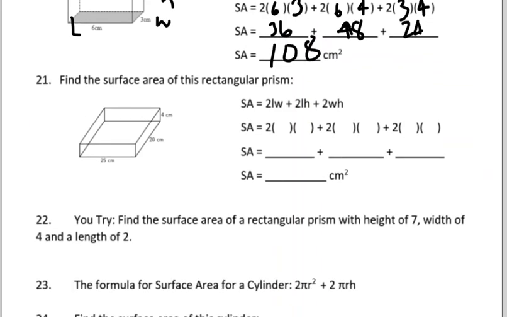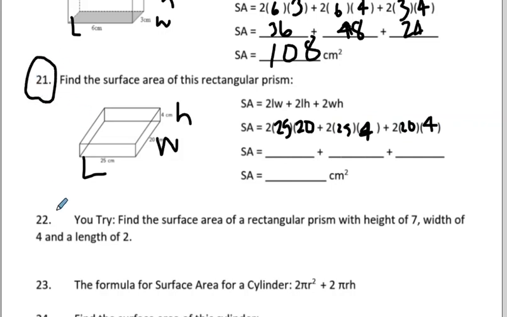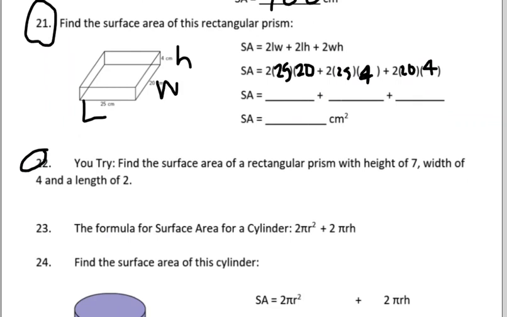Cool. Moving on, find the surface area of this rectangular prism. Again, I've got my length, my width, and my height. I'll start putting them in for you, and then I want you to finish it out. So we've got 2 times length. The length is 25, and the width is 20. Then plus 2 times length, again 25, times height, 4. Plus 2 times the width, which is 20, times the height, which is 4. On your own, multiply those 3 together and then add them all up. I want you to finish 21, and also do 22 on your own. Once you're done, raise your hand and I'll come check. Please pause the video now.